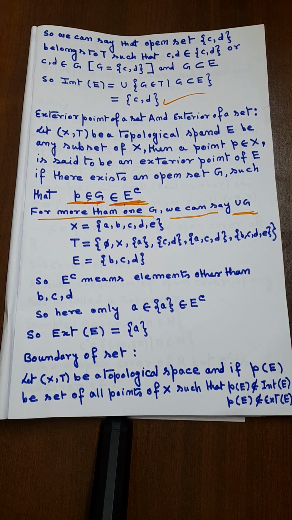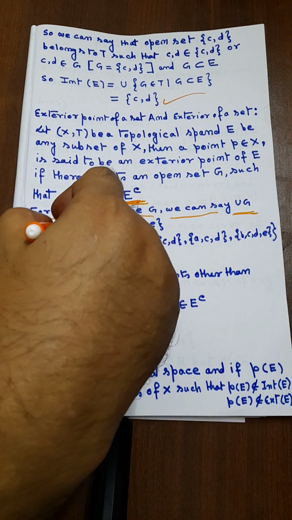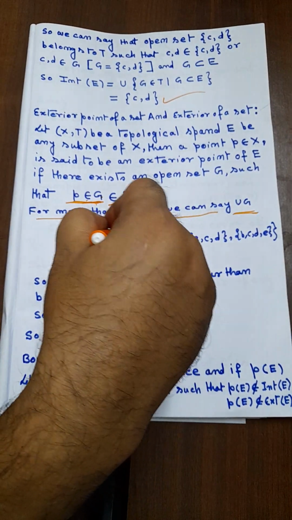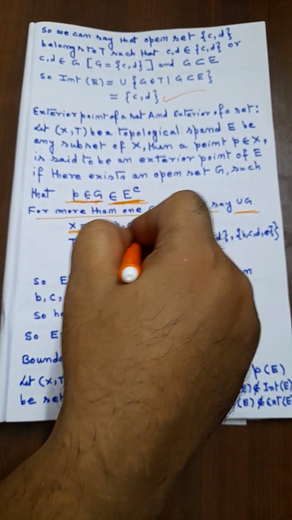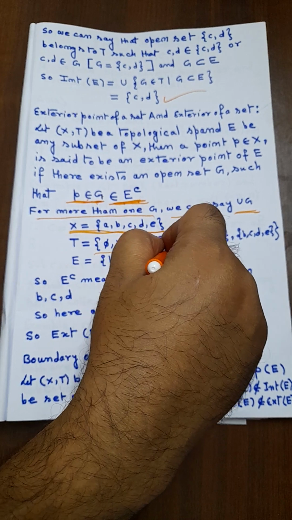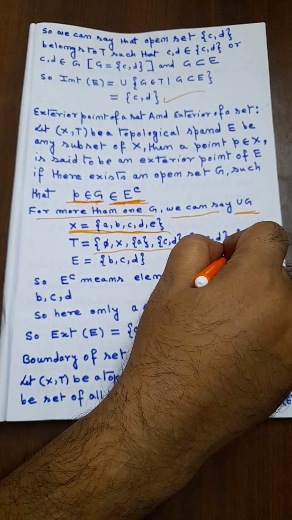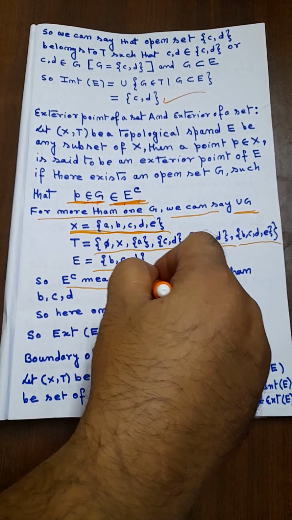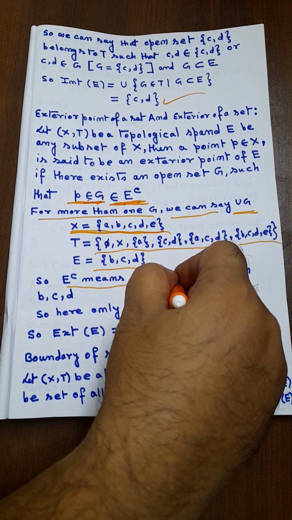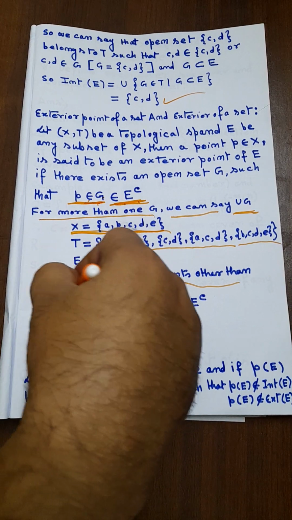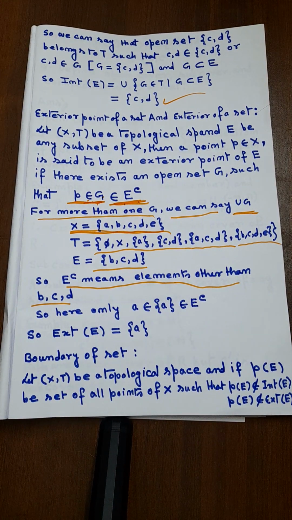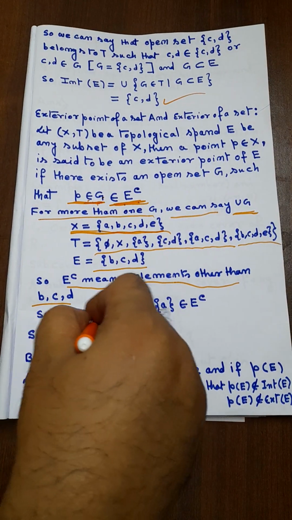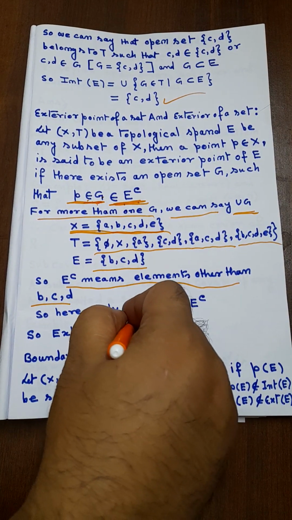Let's see. It is given that X is {A, B, C, D}, T is {phi, X, ACD, CD, BCD}, and E is BCD. Now E complement means the elements other than B, C, D, right? What is the complement? The complement means the elements other than B, C, D. So here only A, right? Only A.